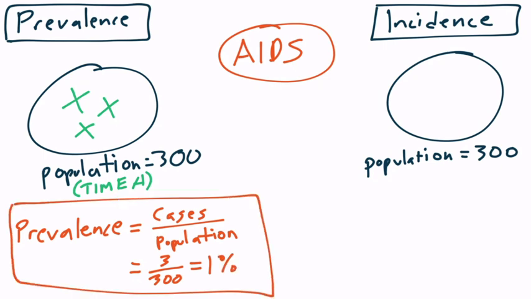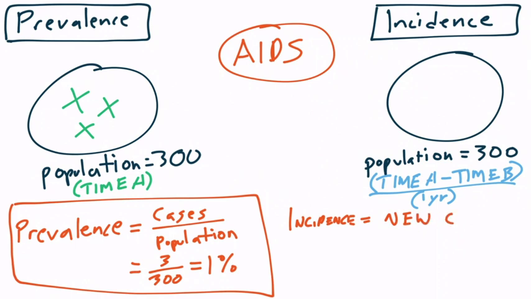Now let's find the incidence of AIDS in this population. Recall that to calculate incidence, you need a time frame. So let's say that our time frame is from time A to time B, and let's say that's 1 whole year. And recall that incidence equals new cases divided by those at risk. And during this time frame, during this year, we find 1 new case.